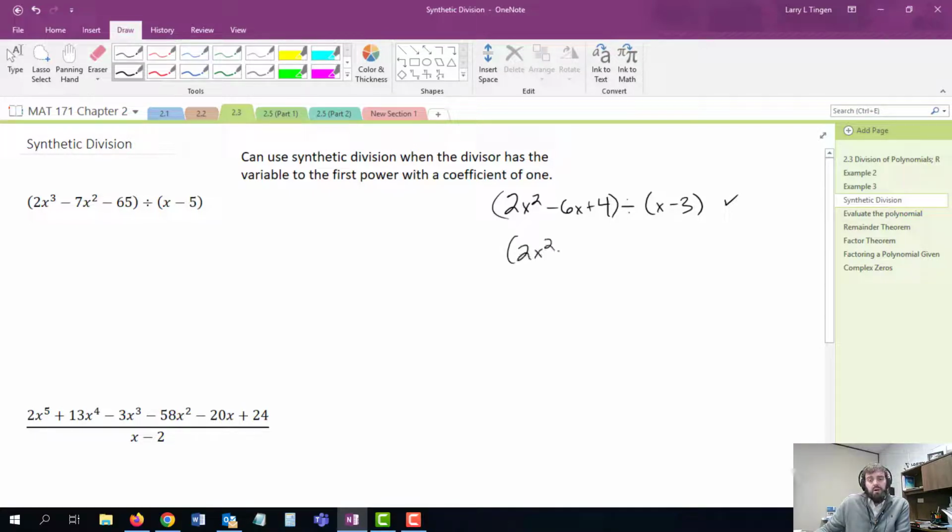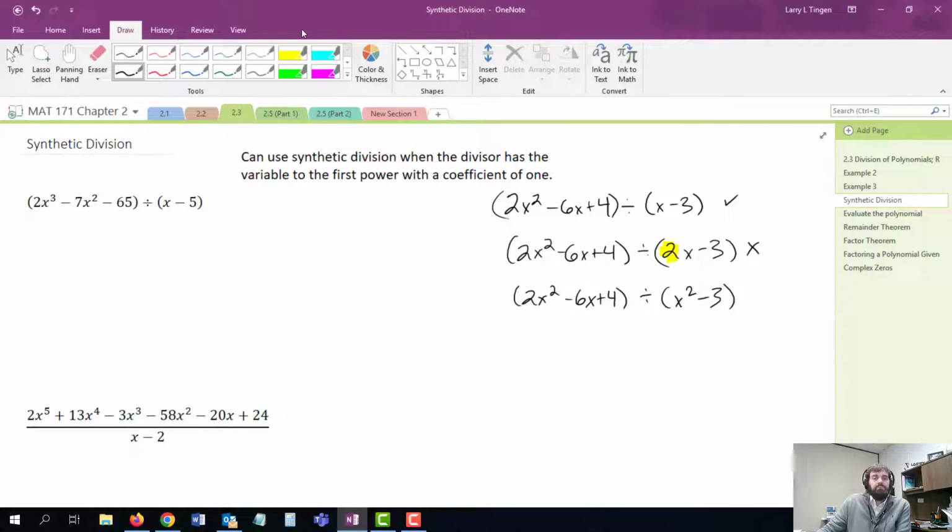If I write that same problem, but I do 2x minus 3 instead, I can't use it, because that 2 is there. And if I tried to divide by x squared minus 3, I'm not allowed to do that either, because x has to be to the first power with a coefficient of 1. All right, so once we've met those requirements, we're going to set the problem up.